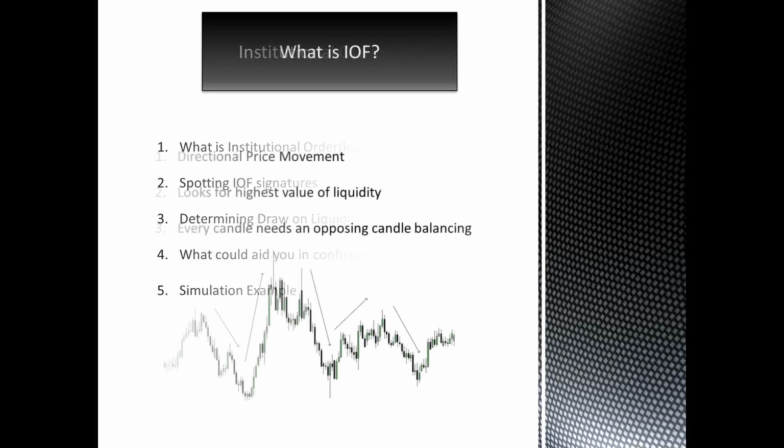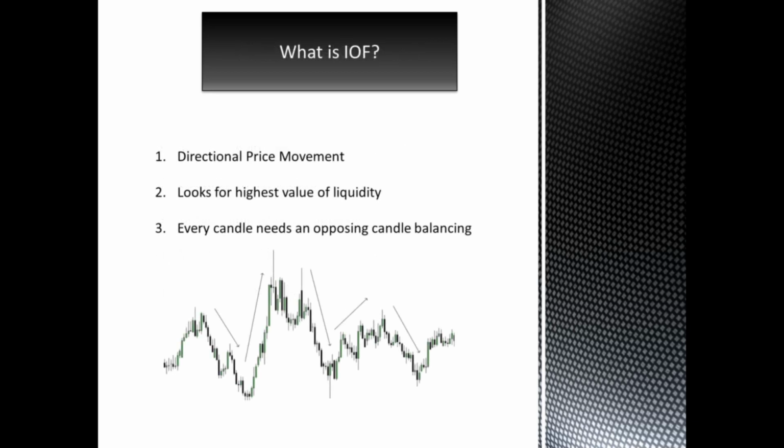So, what is institutional order flow? It's the directional price movement of the current time. So the market moves from sell side to buy side, right? The easiest way to spot which way the direction will go is using the market maker buy model or the market maker sell model, right?